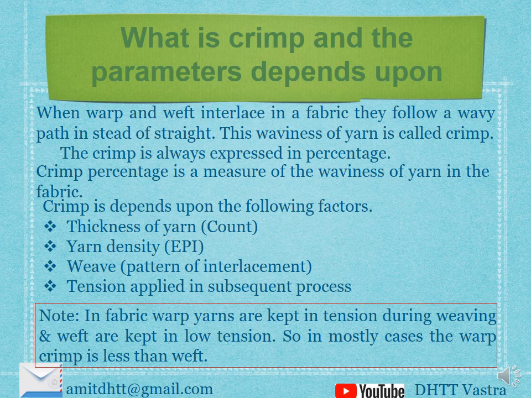In the fabric, warp is kept in high tension during weaving and weft is kept in low tension. So in most cases the warp crimp is less than the weft crimp. This is for your information.